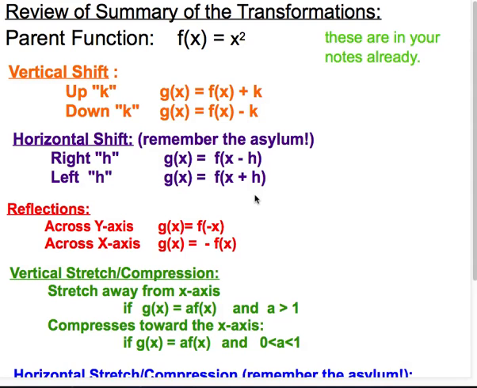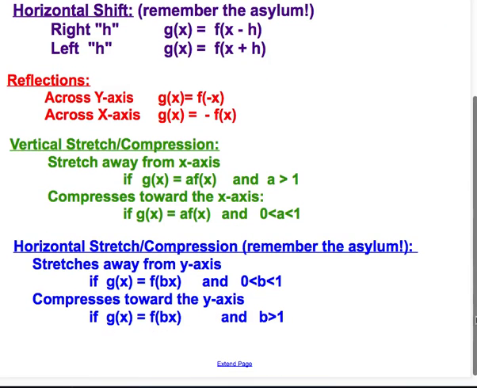For vertical stretches and compressions, we have multiplying outside the parentheses. So if a is greater than 1, it's a vertical stretch. If a is between 0 and 1, it's a vertical compression. And finally, the horizontal stretches and compressions, again, remembering the parentheses. If the b value is between 0 and 1, it's actually a stretch. And if the b value is greater than 1, it's actually a compression.